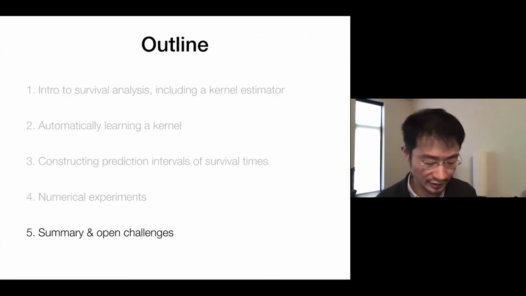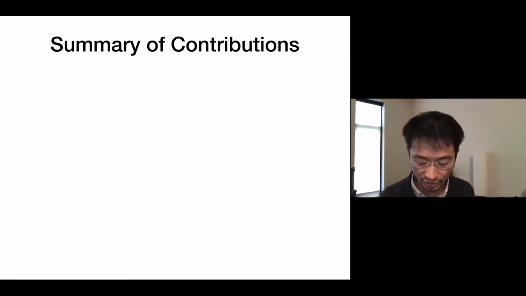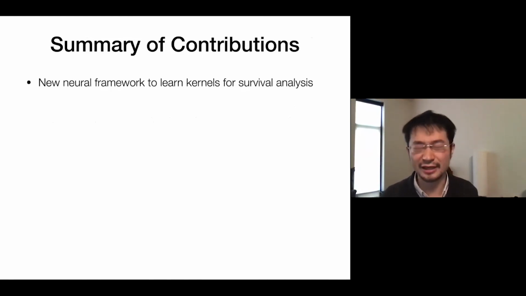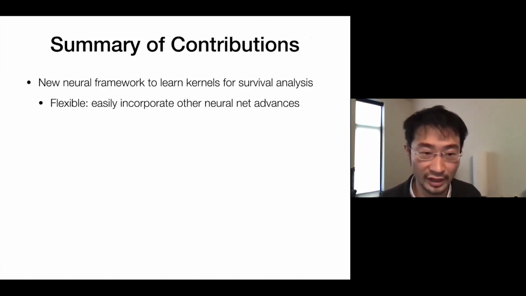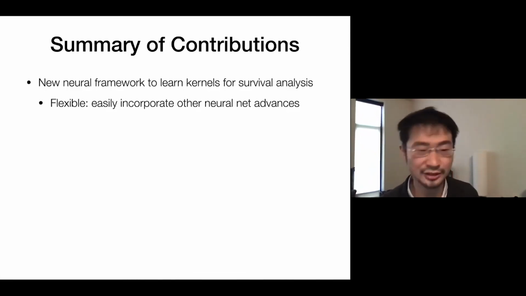So just to start wrapping things up, the main contributions are that I'm proposing a new neural network framework for automatically learning kernels for survival analysis. It's flexible, where you can easily incorporate other neural net advances. You can use different base neural nets for phi. You can use different optimizers. I mean, I'm using Adam. You can use other optimizers.